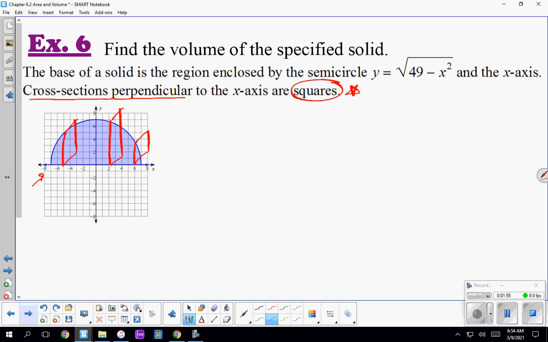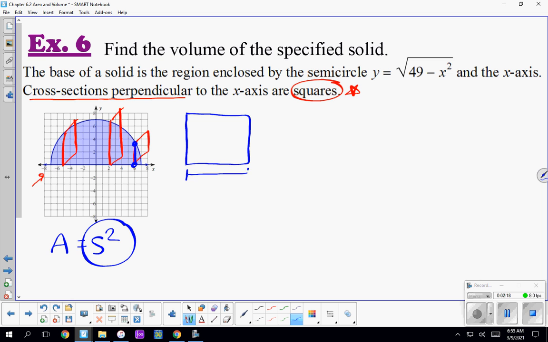And obviously they all have different areas, they all have different base lengths. The key thing is we need to figure out what shape we're dealing with, and we're dealing with a square here. So the area of a square is just going to be side squared, so that's what we're going to integrate. Now in this case, our side specifically is going to be the function minus 0. So it may help to even draw one of these out. And this distance from here to here, because it's lying on this shape, is going to be this function, radical 49 minus x squared minus 0, because it's bounded here by the x-axis.